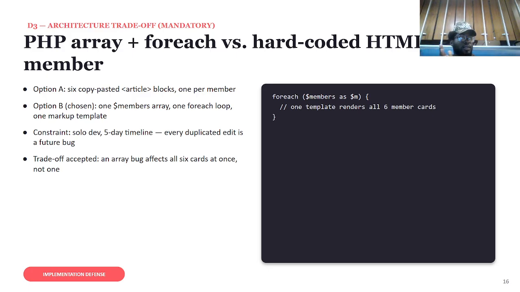I also considered a middle option, which was to keep the array but still write out all 6 separate foreach calls, one per output location. But I rejected that too, since it would have reintroduced the same duplication problem one level up.